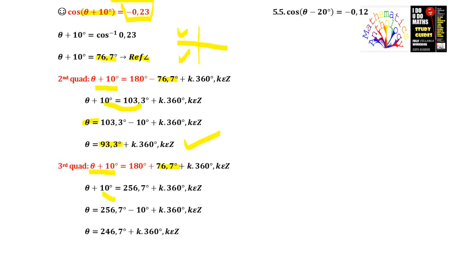Take the positive 10 over, it becomes minus 10. So 256,7 − 10 + k·360, k ∈ Z. And my final answer for θ is 246,7 degrees + k·360, k ∈ Z. So those are my two answers there for the general solution for this problem.